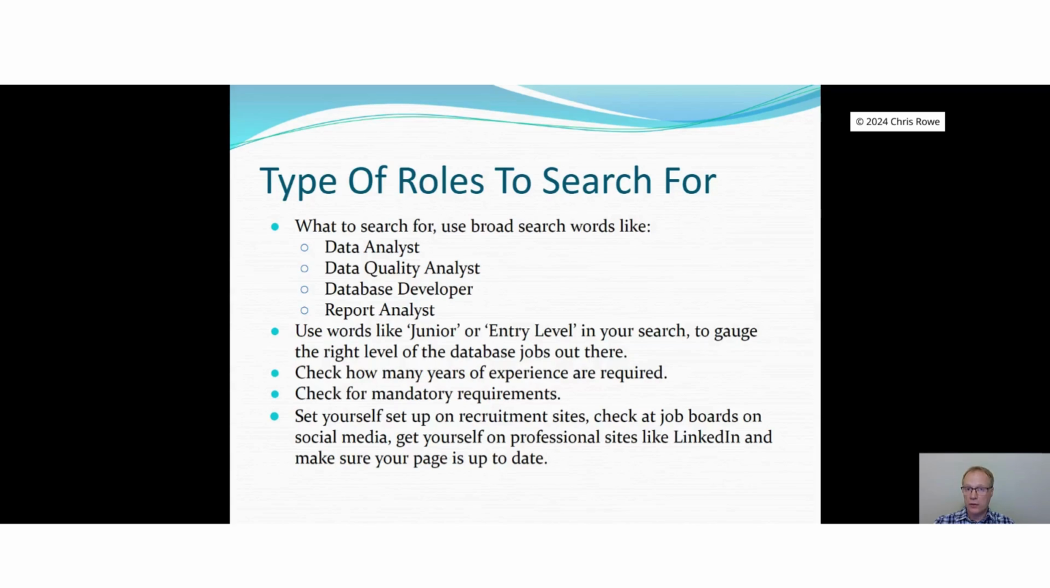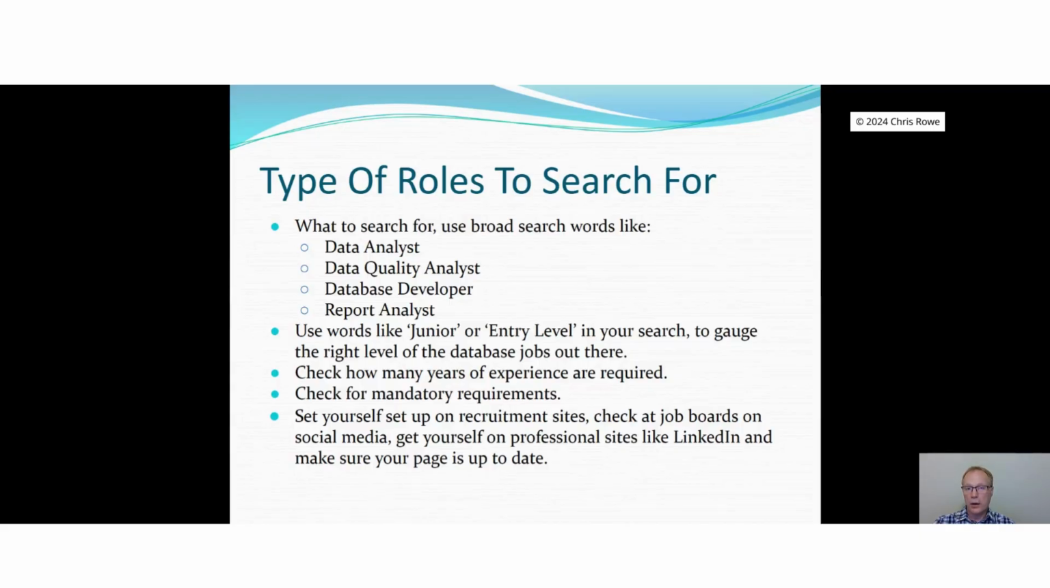You can even get yourself on professional sites such as LinkedIn, for example. Make sure that all your details are uploaded and everything's up to date, and you'll find quite often that when recruiters search for specific buzzwords, your profile might pop up, and they could actually send a potential job description to you to have a look at for a potential role.